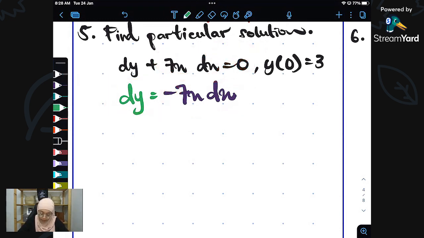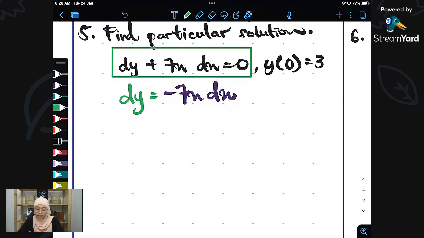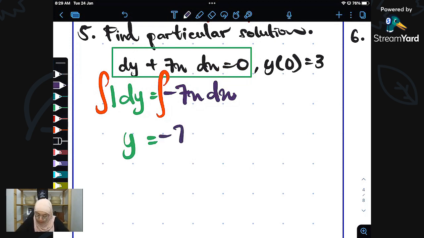So what I did is just simply solve this part. I bring the negative 7x to the right hand side so that I got dx and then dy. Next step, proceed with integrating both sides. When I integrate 1 dy on the left hand side I will get only y, while on the right hand side I will get negative 7x squared over 2 plus c. If I stop here, this is called the general solution.